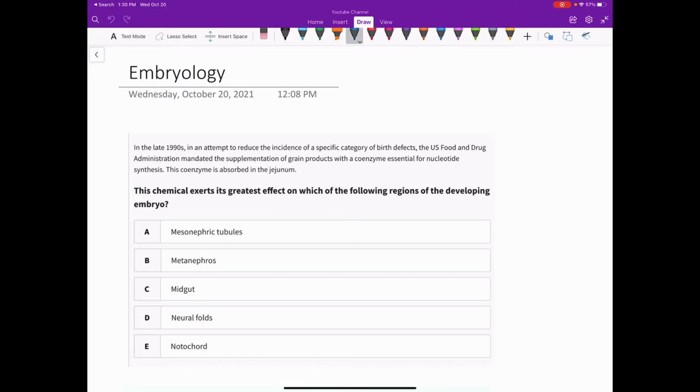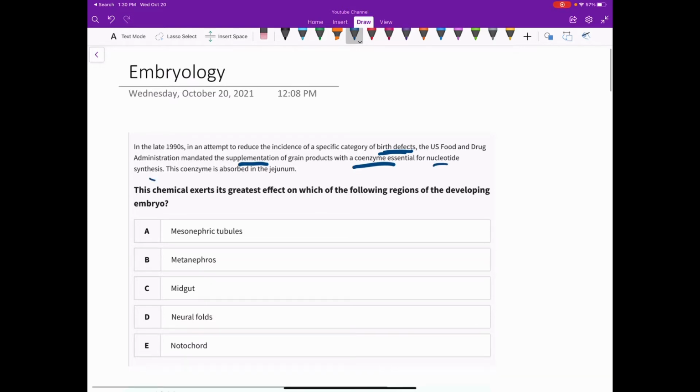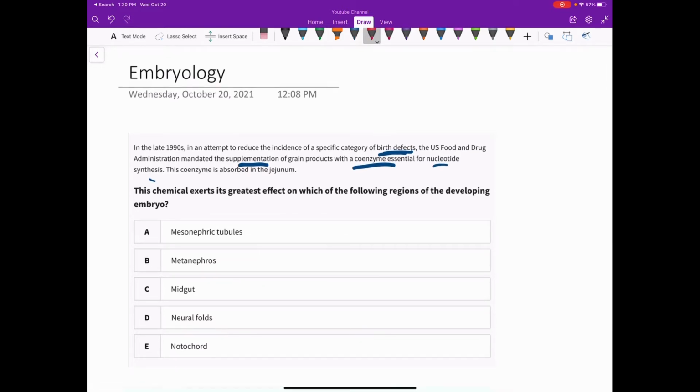Okay, so we know it's something about birth defects, and we know it's a supplement, and we know it's a coenzyme used for nucleotide synthesis. All of this stuff we know. That's what they told us. But what is this really asking? If it's a birth defect, what did we say the birth defects were? Well, there were spina bifida, anencephaly, the myelomeningocele, meningocele, etc. So what didn't close? It was the cranial and the caudal end that didn't close.